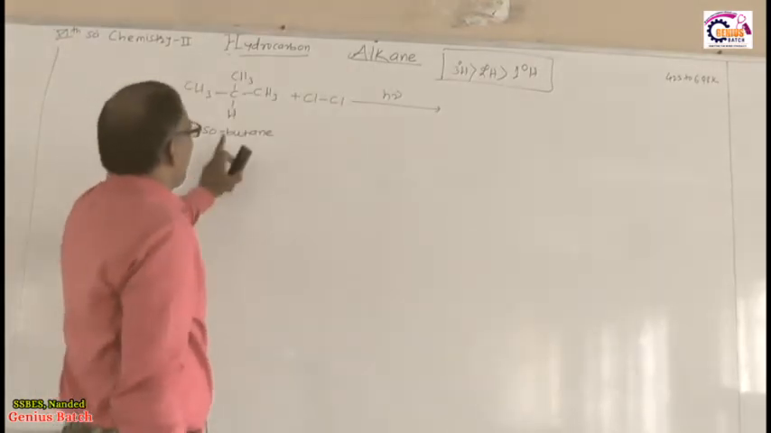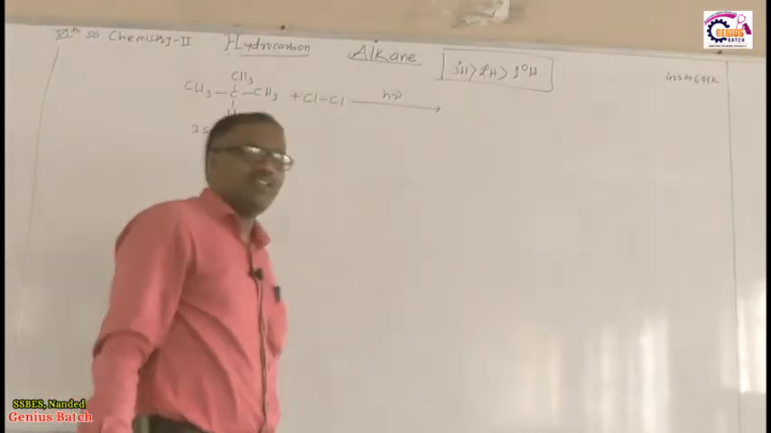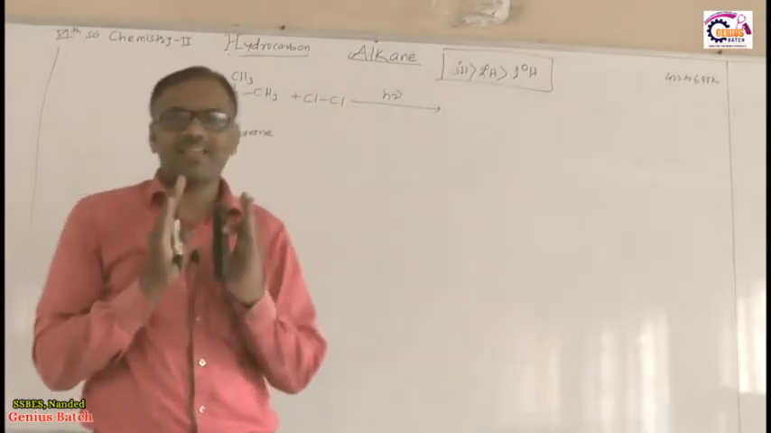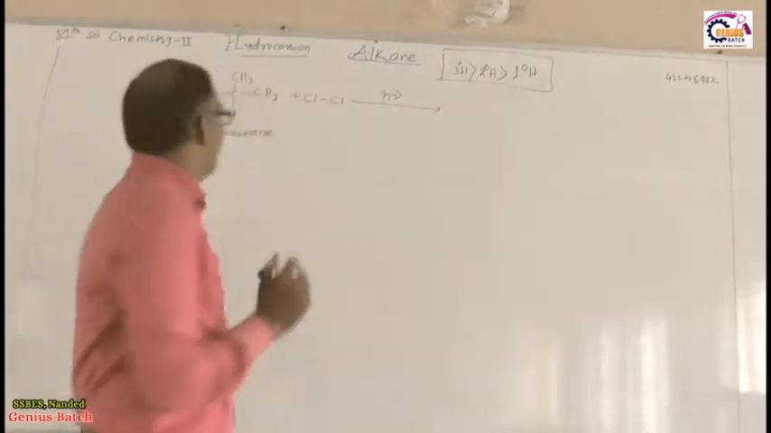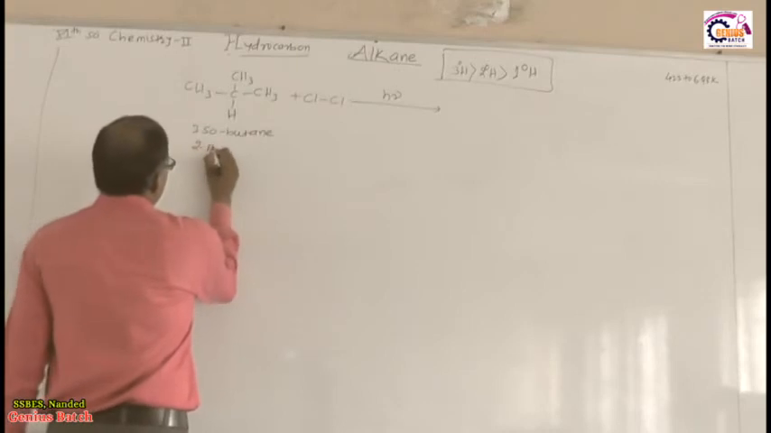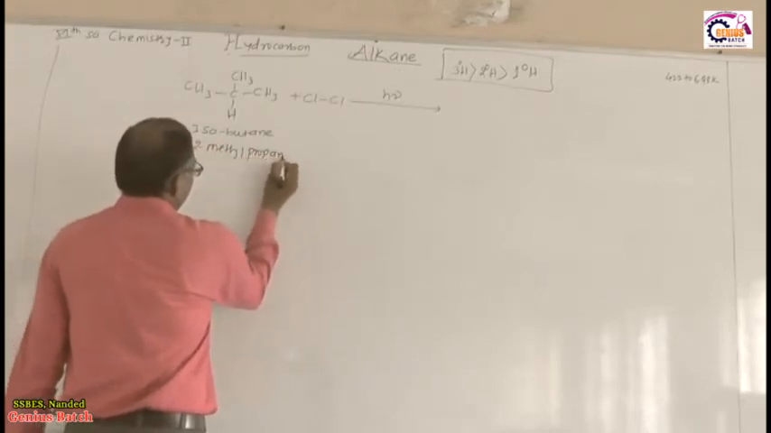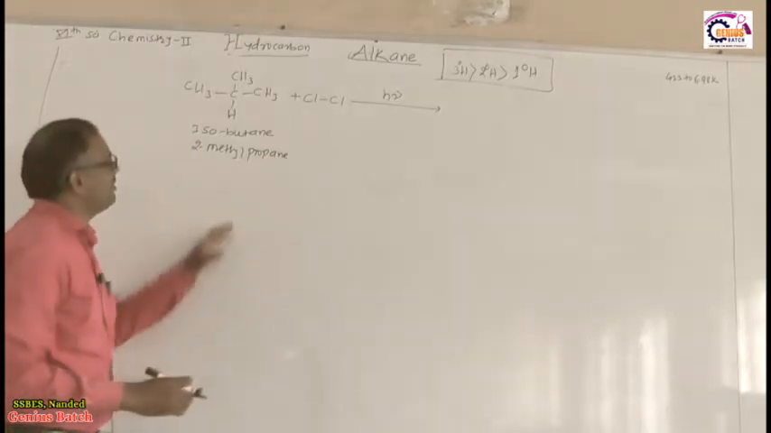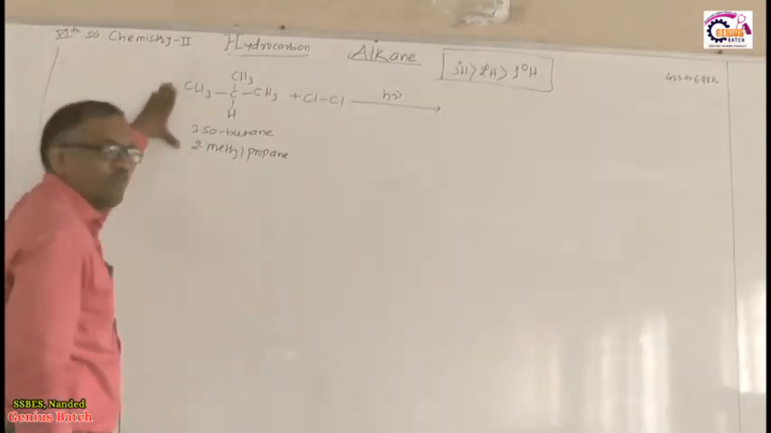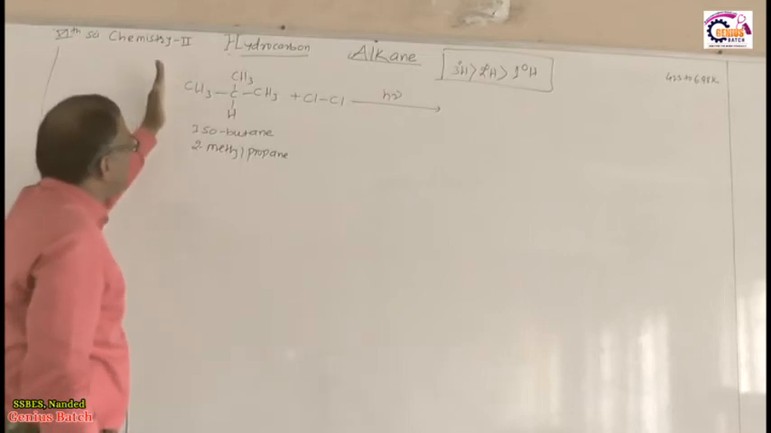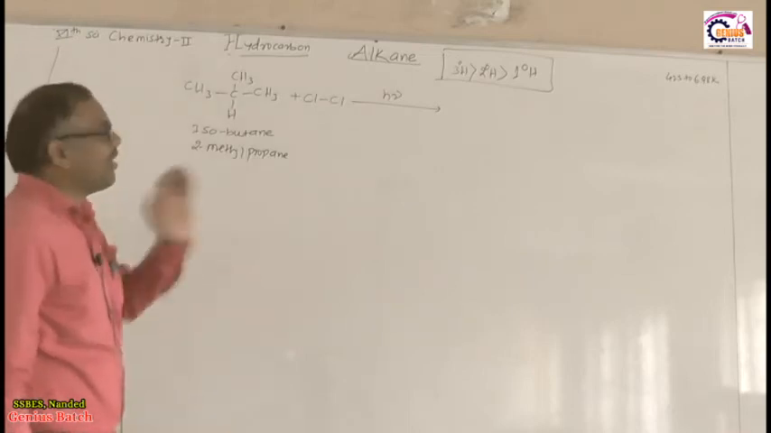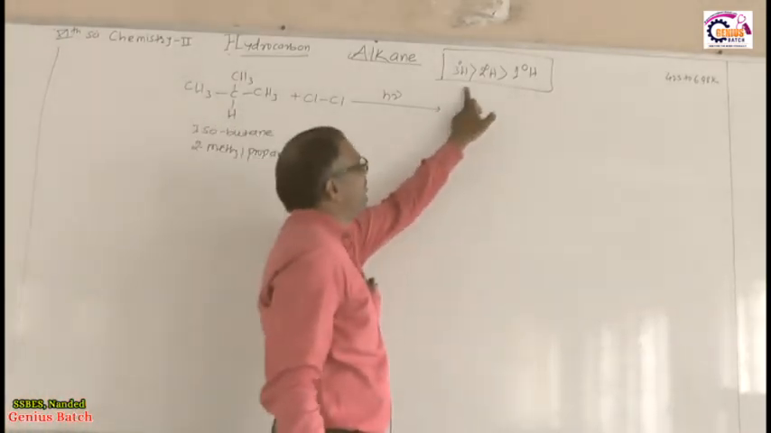So what is the substrate given here? The alkane is isobutane. Right, okay. The IUPAC name is 2-methylpropane. This is called 2-methylpropane, so this is the isobutane compound. This is to be chlorinated. What do we have? We have this order.